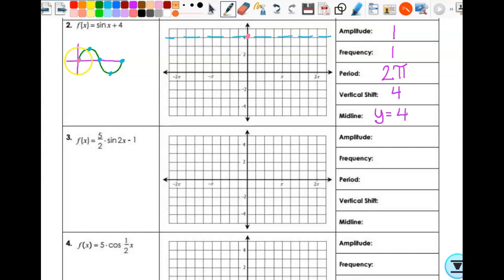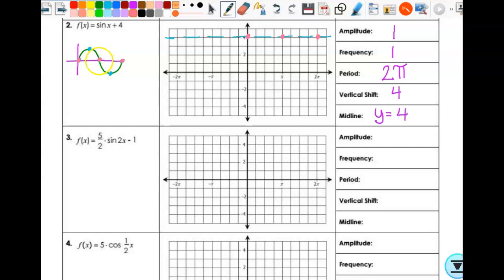That's the beginning of the period. The end of the period is at 2 pi, and it's also a 0 on the midline. So at 2 pi, I'm right here. Then halfway between the two is another 0 on the midline, which is right here. So I got the 3 zeros taken care of.